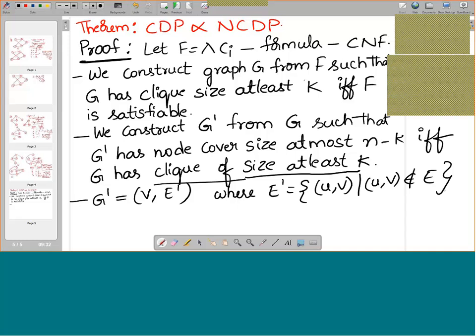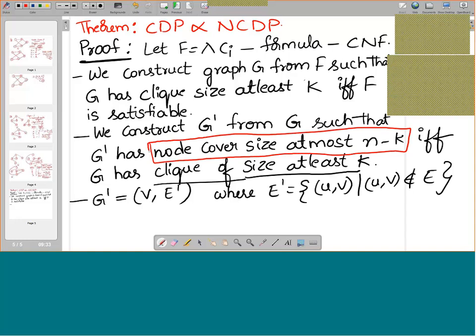So first we have to take a formula. For that formula we have to construct the graph and check whether the graph has a clique of size at least k or not. If it is satisfied, then we construct the complement graph and check whether the complement graph has node cover size at most n minus k or not. If this is satisfied, then we can say that the node cover problem is NP hard.